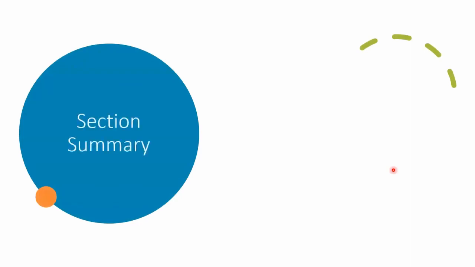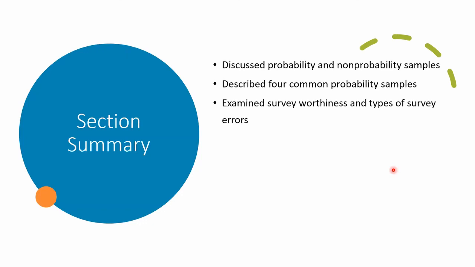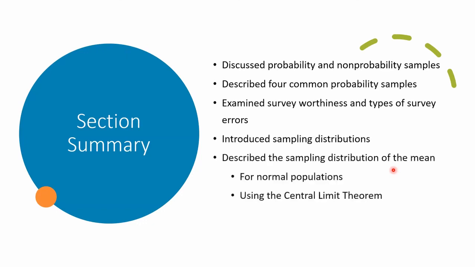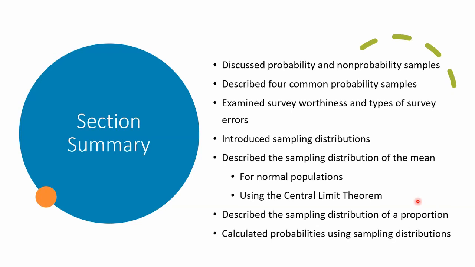So the section summary, this was a very long section. We talked about probability and non-probability samples in the first section, and then we talked about surveys in the second section. Then we talked about sampling distributions. We talked about the sampling distribution of the mean, which was the initial part, for normal populations and for population distributions which are not known, where we use the central limit theorem. And we talked about the sampling distribution of a proportion, and finally calculated probabilities using sampling distributions.